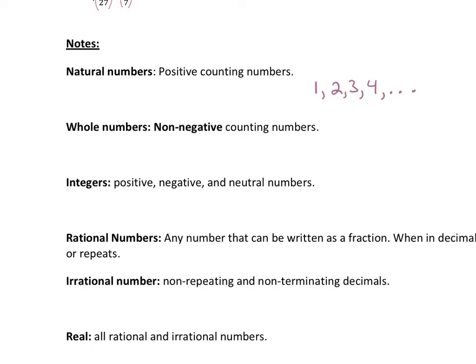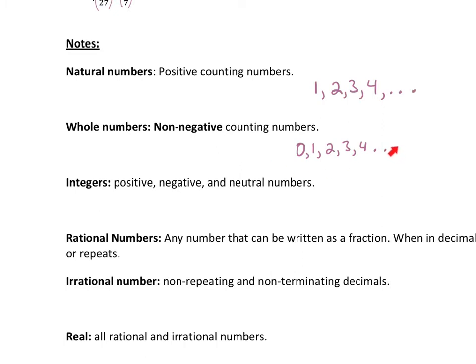Now, whole numbers are non-negative counting numbers. What's the difference between a natural number and a whole number? What's the one thing that's different? Well, we have 0. So now we're starting with 0, 1, 2, 3, 4, and so on. Natural numbers don't have any decimals or fractions. Whole numbers, we're saying non-negative, so that's also including 0 now.